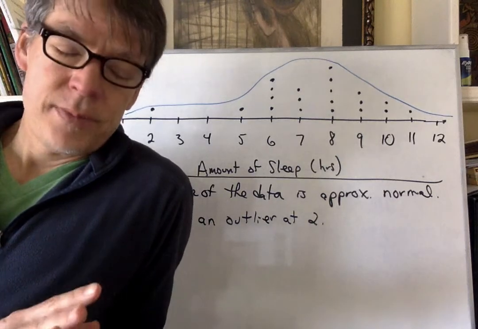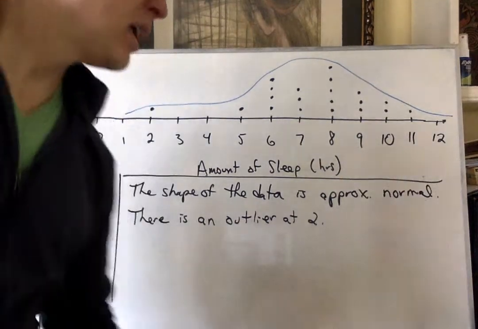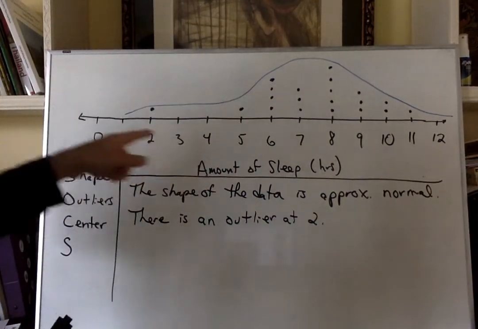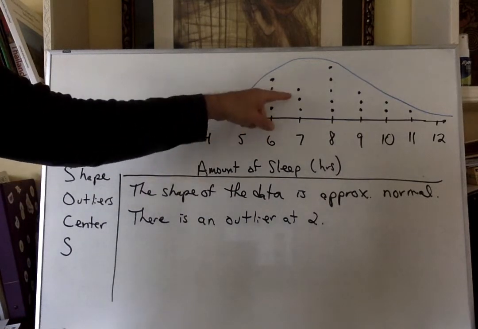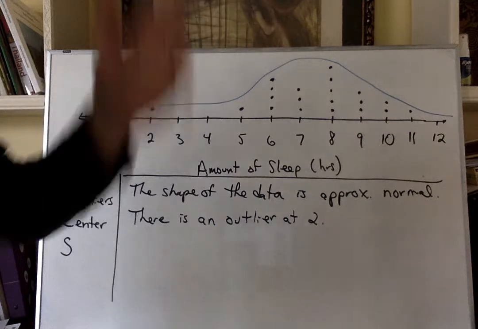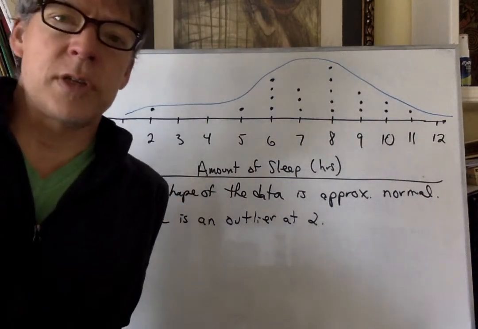So let me tell you, there is one way to get the average exactly, and that is add up all these numbers, 2 plus 5 plus 6 plus 6 plus 6 plus 6 plus 7 plus 7 plus 7, etc. Add them all up, and then divide by how many there are. That'll totally do it for you.